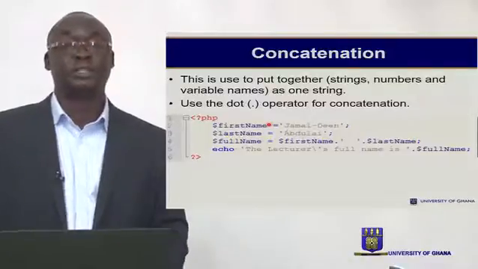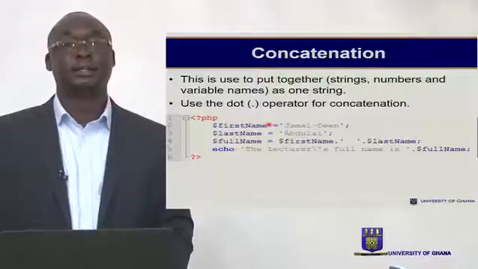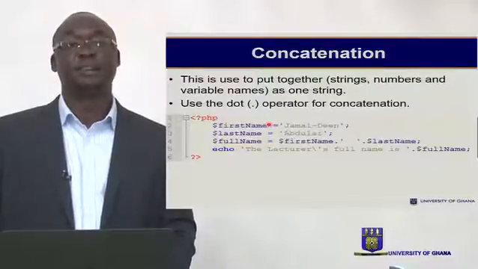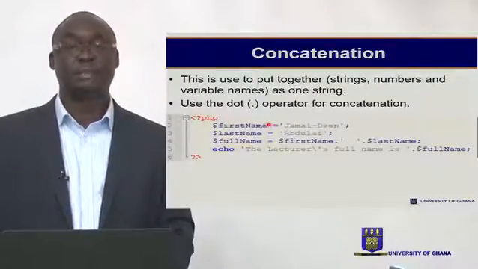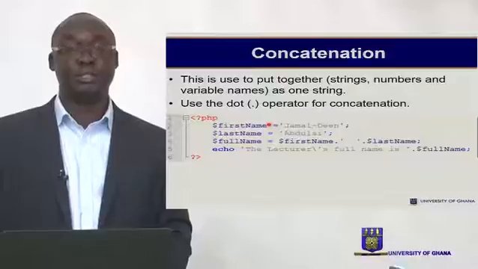As we said, concatenation is used to put together strings, numbers, and variable names. And this is done by using the period. In the previous slide, I explained to you how this is used.